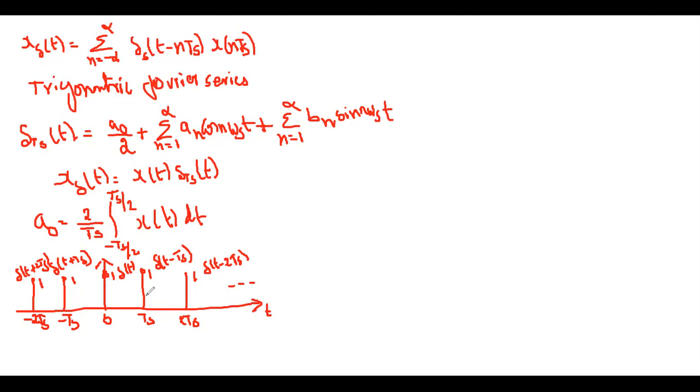This is the impulse train. Now I am taking a naught over the range in between minus ts by 2 and ts by 2. I am representing this range, minus ts by 2 to ts by 2. This is the x of t signal. This is an impulse train signal.